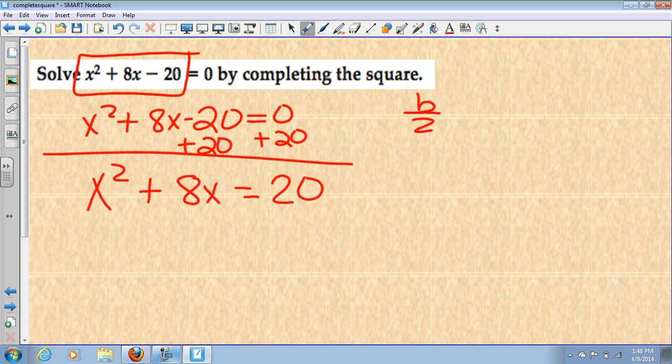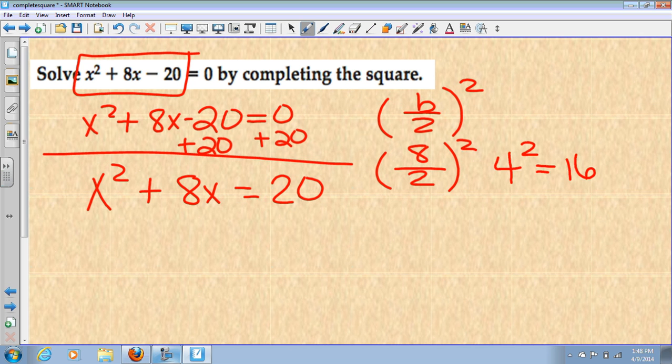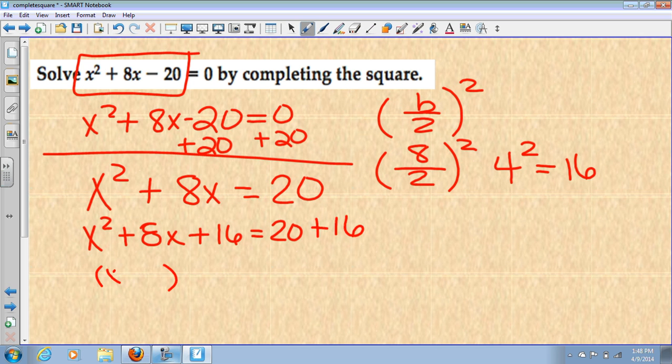b divided by 2 squared. 8 divided by 2 squared. 4 squared, 16. x squared plus 8x plus 16 equals 20 plus 16. This becomes x plus 4 squared equals 36. x plus 4 equals positive or negative 6. This was the square root step.